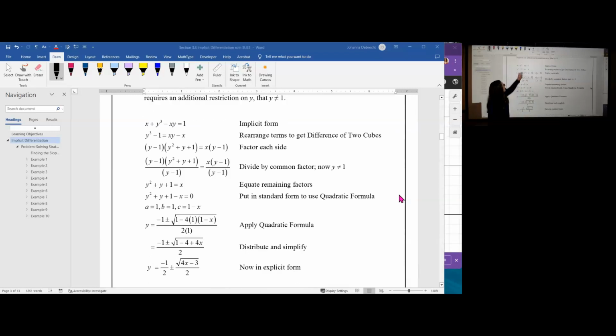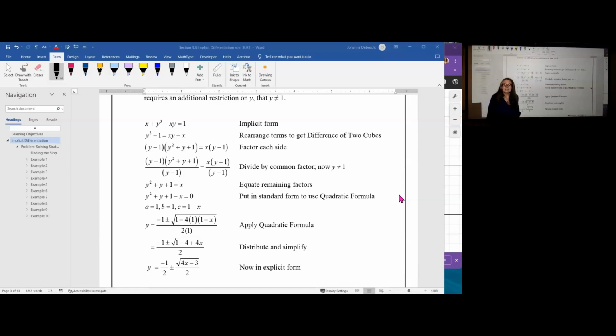In this equation, x plus y cubed minus xy equals 1, we have y showing up in two different terms. Our x variables are not separated from y, so we know that this is in implicit form. In order to solve for y explicitly, we're going to first write y cubed minus 1, and on the opposite side, equal xy minus x.